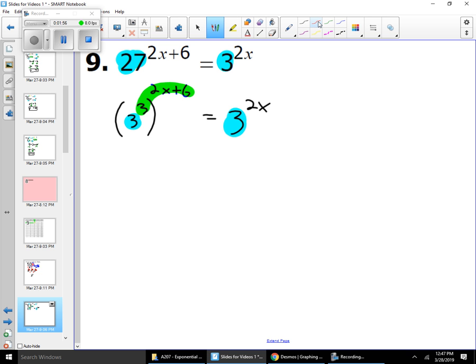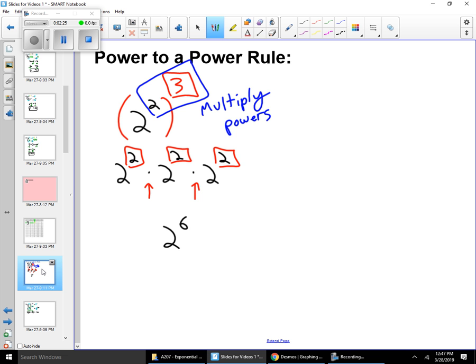That's a distributive property. We need to multiply that 3 times the original exponent, 2x plus 6, because it is a power raised to a power. 3 cubed, well, that 3 is my inside power. The 2x plus 6 is my outside power. The algebra here still isn't too difficult. There's an extra distributive property lying around, but the concept can be a bit tricky. Power to a power, again, we're just multiplying those 2 powers.